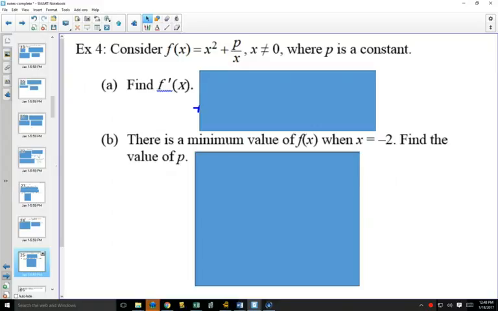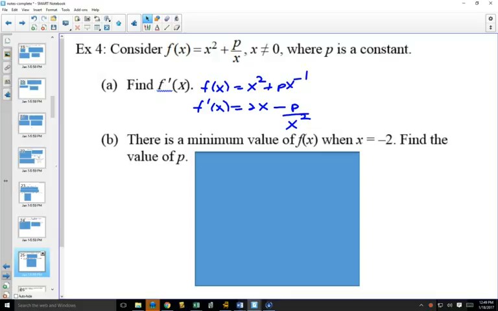So here we have a function with a variable that we don't know. We know that p is a constant, p is some value, and we want to find the derivative. I'd probably first change the equation to bring that x up as an x to the -1. And then you could take the derivative of each part, and then you get 2x minus p over x squared. There is a minimum value when x equals negative 2. Find the value of p.